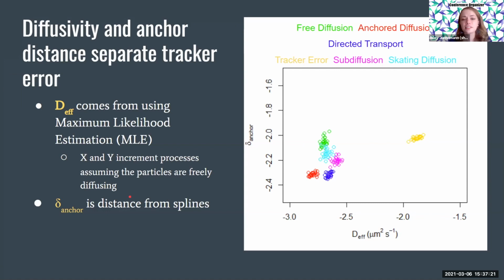Our final statistical measure is effective diffusivity, which you can think of as a measure of how much space is explored. And this comes from using maximum likelihood estimation. So this says from the data, what is the most likely value that we would see for diffusivity? And we plot this with our delta anchor method, which we were just talking about with the splines, to show the separation with these two statistical measures.